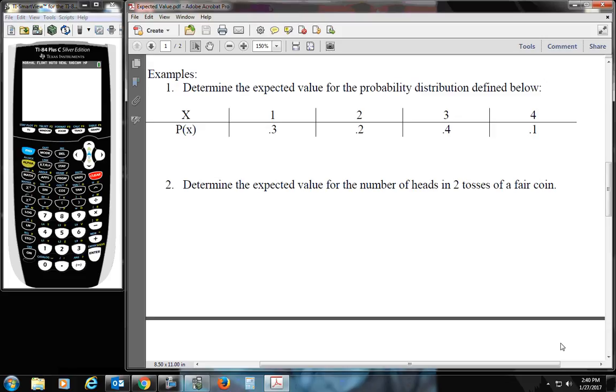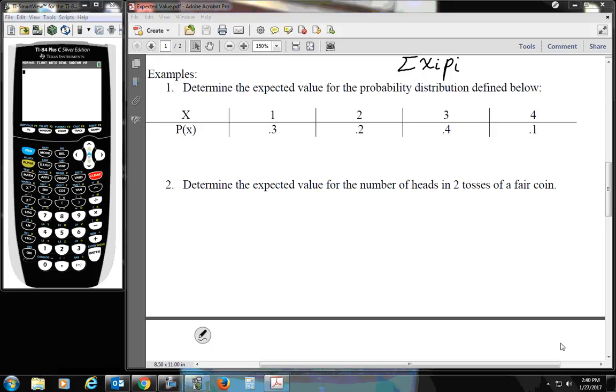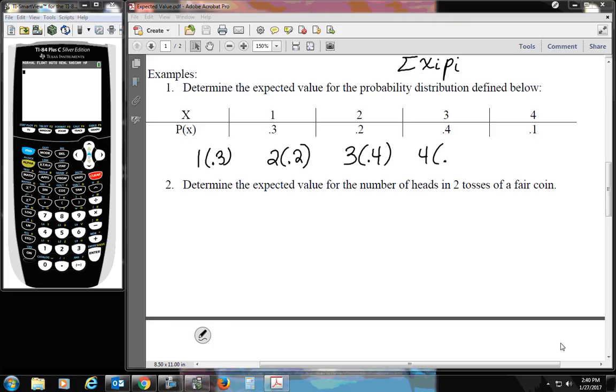So number one, it says determine the expected value for the probability distribution defined below. In the notes above, it says that expected value is the sum of all your x's times their probability. So we want to multiply each of our x's times its own probability. So 1 would be multiplied by 0.3, 2 would be multiplied by 0.2, 3 would be multiplied by 0.4, and then 4 would be multiplied by 0.1. And then the notation tells you to add them together. That means sum. So we want to say plus between each of those.